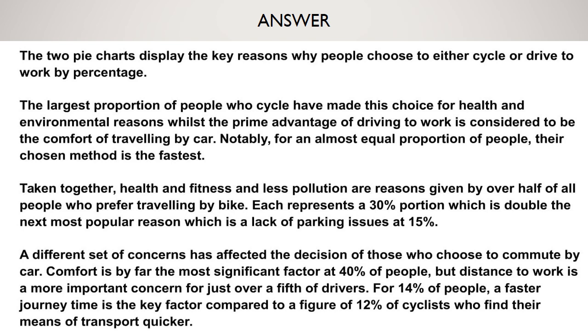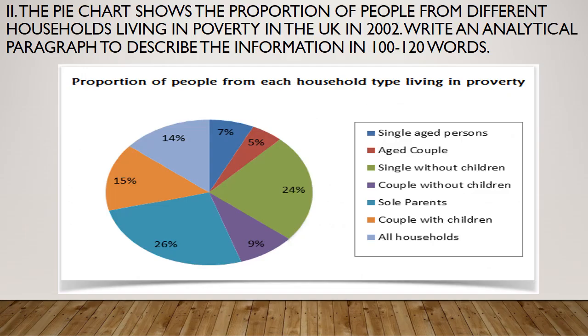Now, students, it's homework time. The pie chart shows the proportion of people from different households living in poverty in the UK in 2002. Write an analytical paragraph to describe the information in 100 to 120 words. So students, this you are going to explain using all the tips and tricks which we have discussed in this video.